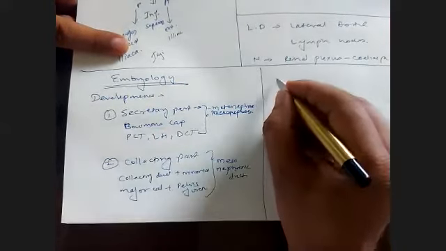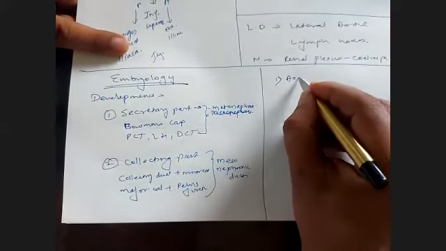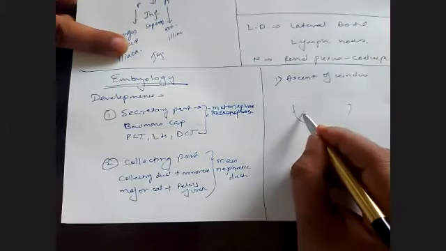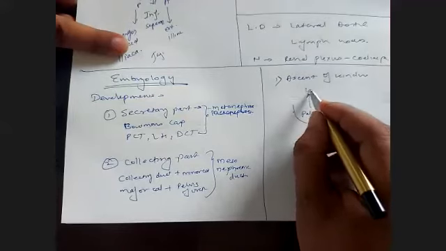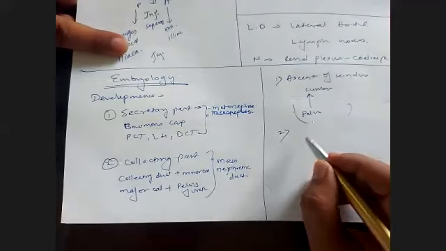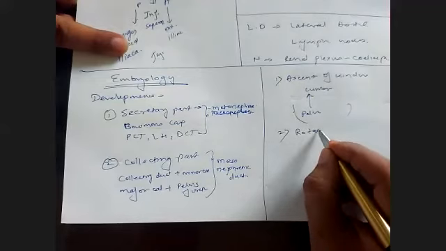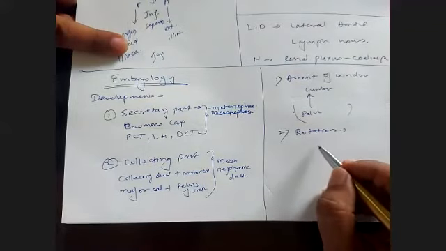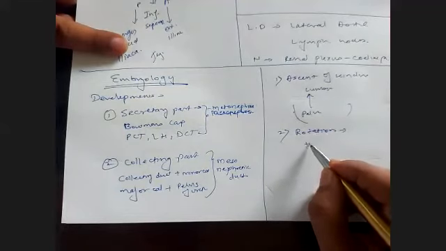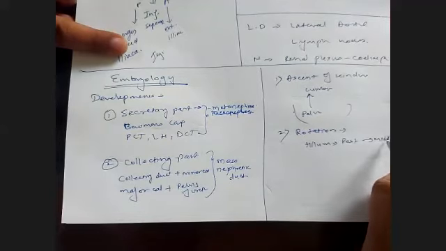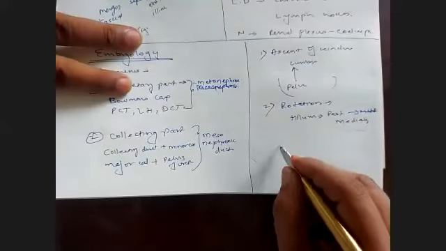Apart from these two things, there are two more things that happen. That is ascent of the kidney, because the kidney develops in the sacral area. It develops in the pelvis, and from there it ascends to the lumbar area. And the second thing about the kidney is rotation. Initially the hilum is facing posteriorly, and from there it goes medial.